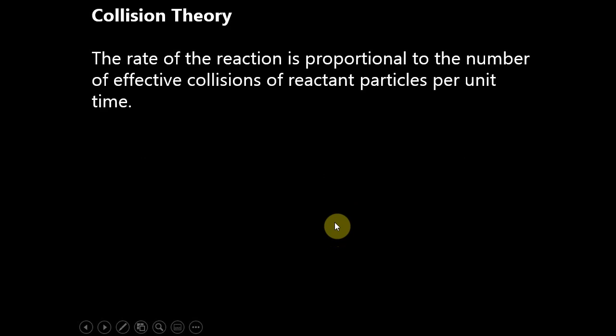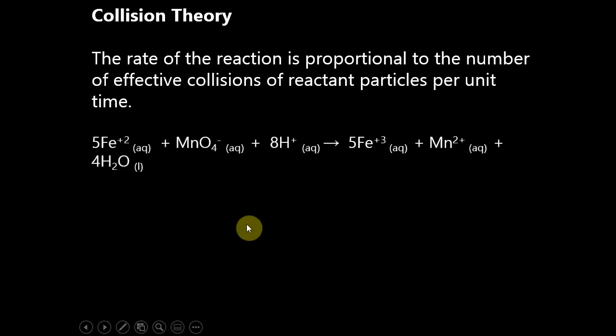All right, so how do we look at this sort of stuff? The collision theory is the theory that is primarily responsible for explaining what sorts of things are happening in terms of a reaction. The rate of reaction essentially is proportional to the number of effective collisions of reactant particles per unit time. So how do we explain that?